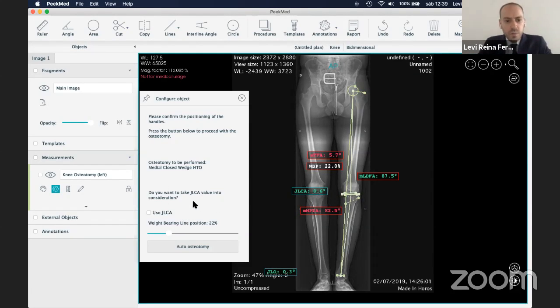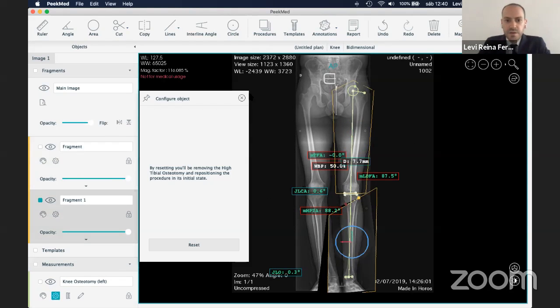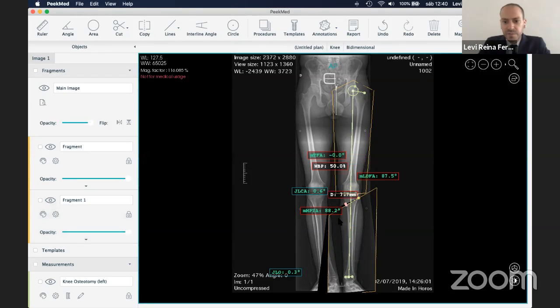And now you have this screen where you can take into consideration the joint line congruency angle, and you can choose where you want the new weight-bearing line to go through. If you look on the right, it's moving, and you can choose where you want the new Mikulicz line. So maybe let's go to 50% so I don't get a very valgus knee. So you just do auto osteotomy and the osteotomy is done. It tells you here it's 7.7 millimeters opening. You see the tibia is back to normal, the femur is the same, the weight-bearing line is going to 50% and the mechanical tibiofemoral angle is neutral. Okay, you can even add a plate if you want.